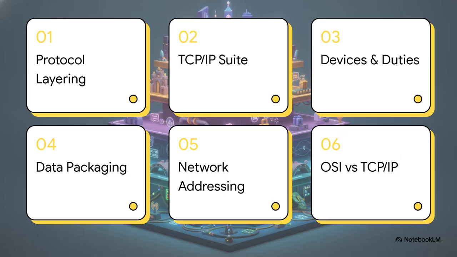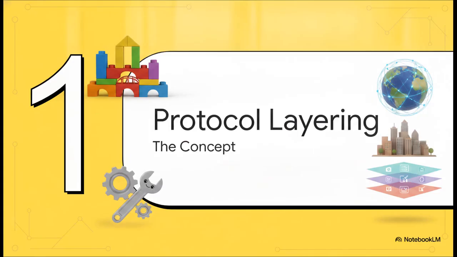Here is our roadmap for today's explainer. We're going to cover 1. The protocol layering concept, 2. The TCP/IP protocol suite, 3. Network devices and duties, 4. Encapsulation and decapsulation, 5. Network addressing basics, and finally, 6. We'll compare the OSI model to TCP/IP. Let's get to it. Starting right off with Section 1, the protocol layering concept.